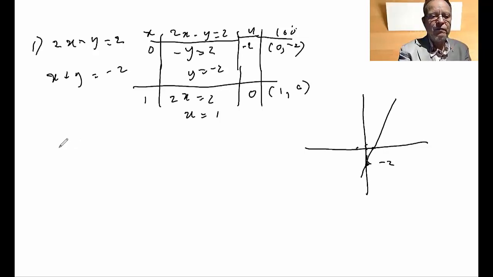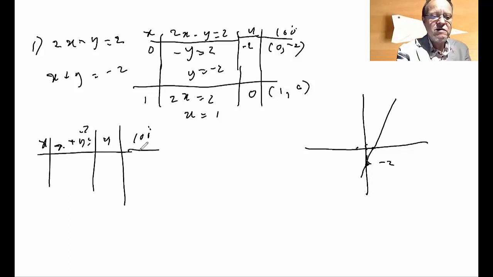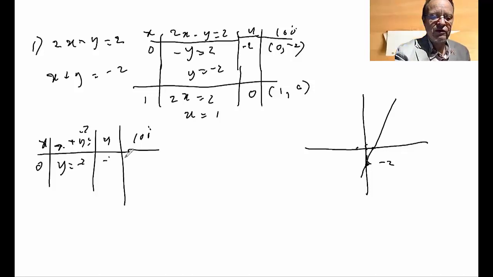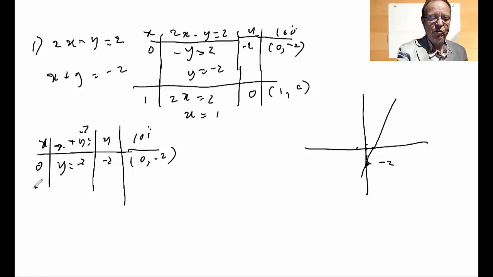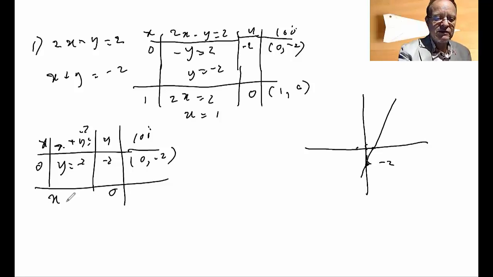Now for the other one, we can do the same thing. X plus y is equal to negative 2. And then the coordinate. So if we have x is equal to 0, then y is equal to negative 2. So this is 0, negative 2. And similarly, if we make y equal to 0, then x is equal to negative 2.